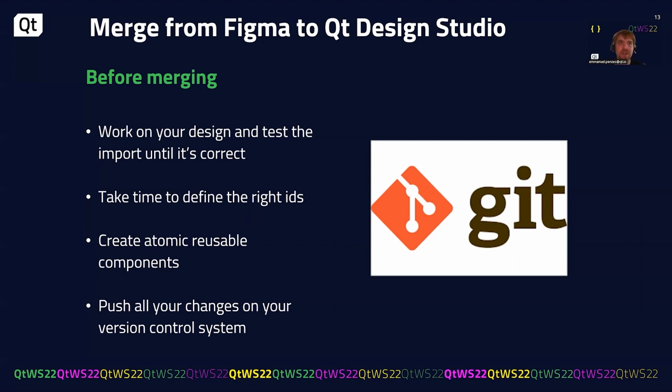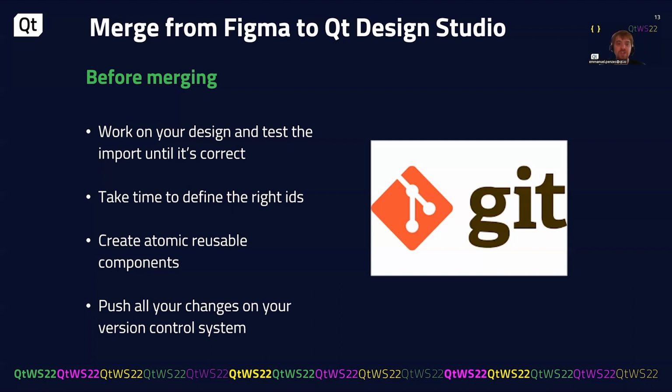So work on your design, test the import of it in Design Studio, and check that it fulfills your requirements. If not, go back in your Figma, change how you export it, and re-import it in Design Studio until you are fairly happy with it. Because if you try to merge something that is not perfect, you will have issues, because it will re-import in the wrong way anyway when it is merging. Okay, so take time with this.